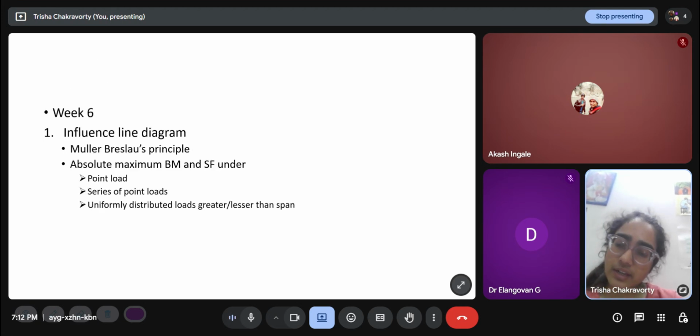And today we will look at influence line diagram. We'll start with the Mueller-Breslau principle, which gives the influence line diagram qualitatively, and then we'll look at how to get it quantitatively. So absolute maximum bending moment and shear force under point load, series of point load, and uniformly distributed loads greater or less than the span.